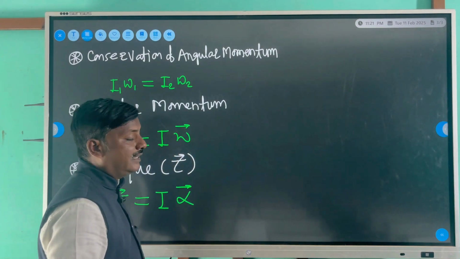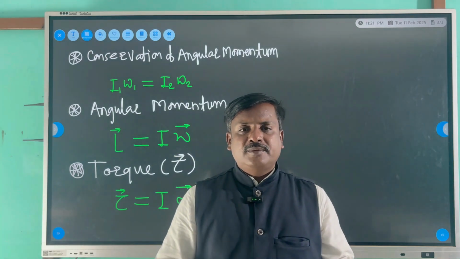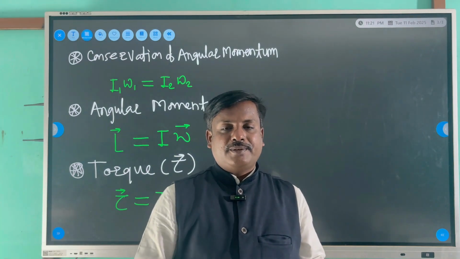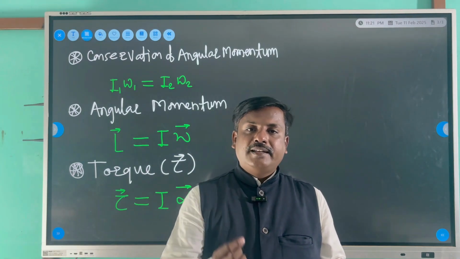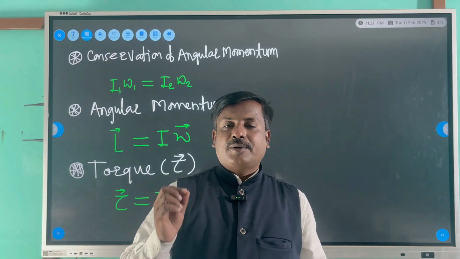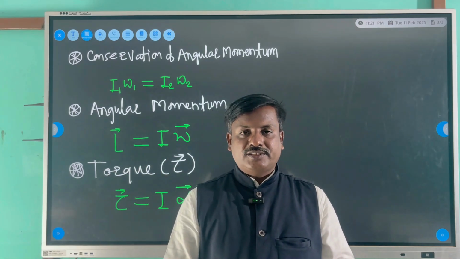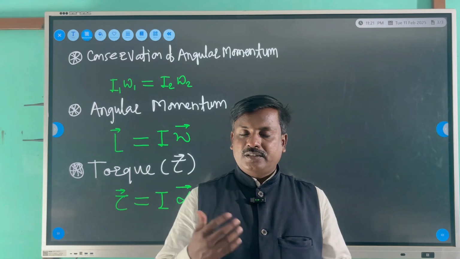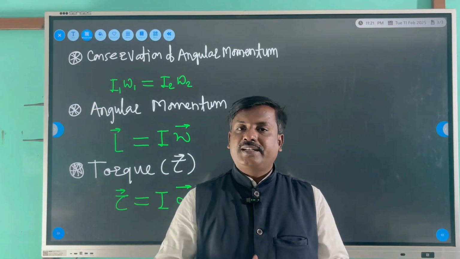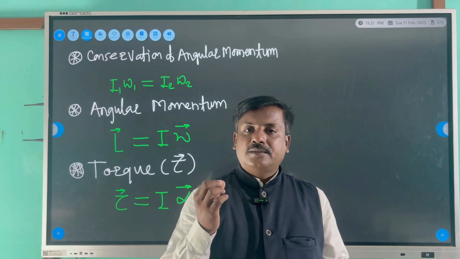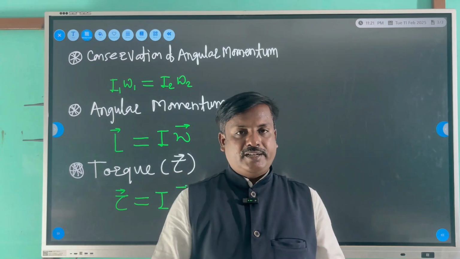नेक्स्ट टर्मिनॉलॉजी आहे अँग्युलर मोमेंटम. व्हॉट इज मीन बाय अँग्युलर मोमेंटम? इट कॅन बी डिफाइंड ॲज द प्रोडक्ट ऑफ लिनियर मोमेंटम अँड द परपेंडिक्युलर डिस्टन्स फ्रॉम द ॲक्सिस ऑफ रोटेशन, दॅट इज मोमेंटम. और angular momentum of the rigid body can also be defined as the moment of linear momentum.